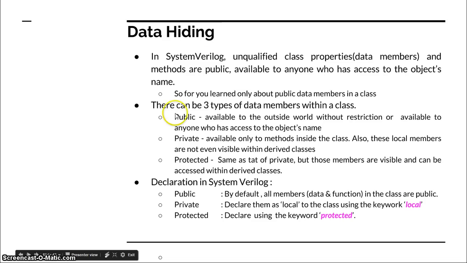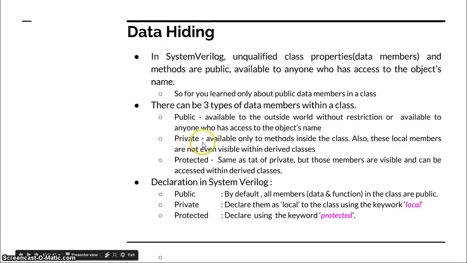Coming back to object-oriented programming, there can be three types of data members within a class. The data members can be public, private, or protected. Public members are available to the outside world without any restriction, or to anybody who has access to the object's name. So every public member can be accessed directly through the object handle. If you declare an object of a class packet named P1, you can access all the public members of the class packet like P1.data member and P1.second data member, etc. So they can be directly accessed through the class handle.